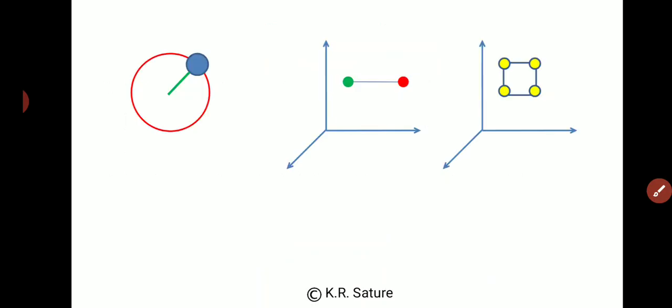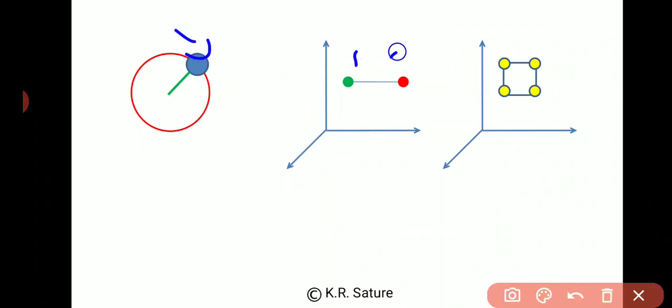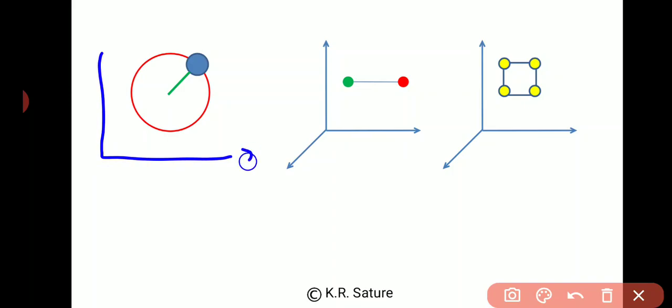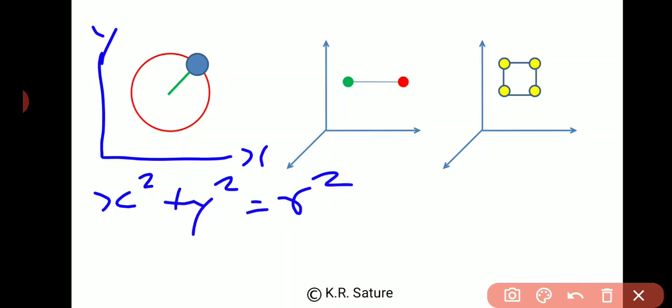There are some systems. The first system has only 1 particle, the second system has 2 particles, and the third system has 4 particles. So let's start with the first system to understand what is constraint. So this is a circle, 2-dimensional, so obviously I can write it in the xy plane. This is my x coordinate, this is my y coordinate. You all know that the equation for a circle is x square plus y square is equal to r square.